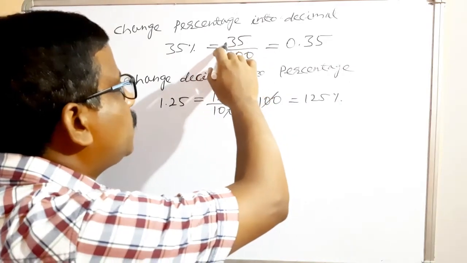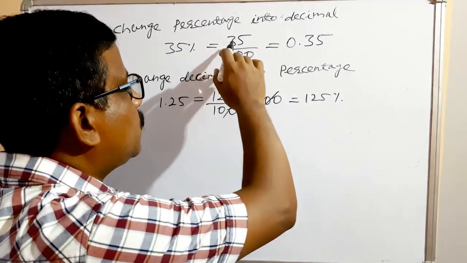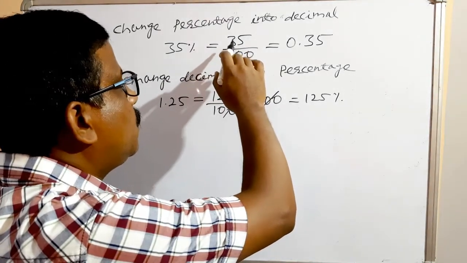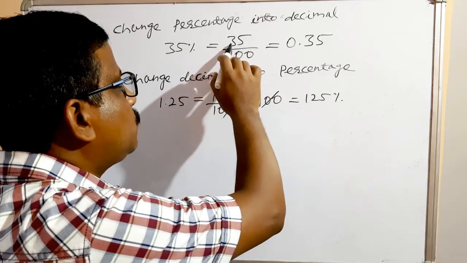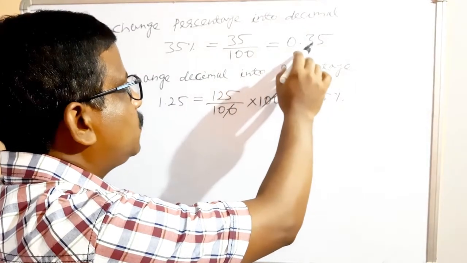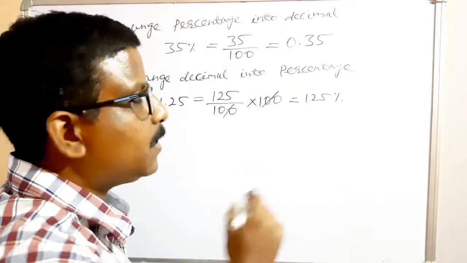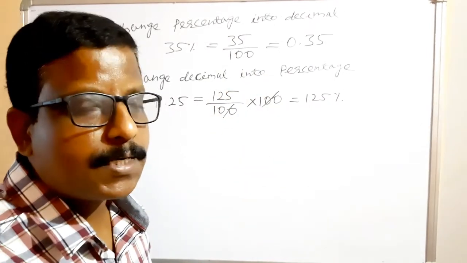Decimal point will move back that number count. That means count how many zeros are there? 2 zeros there. So 2 numbers will move back. So 0.35.